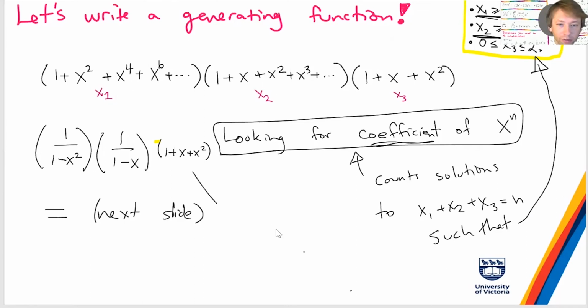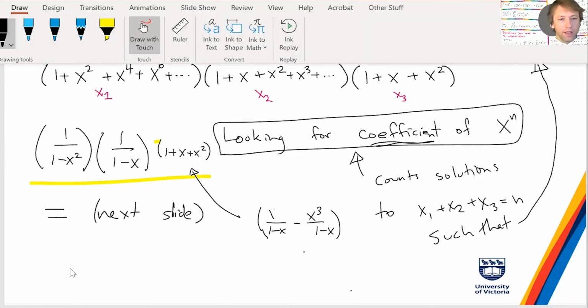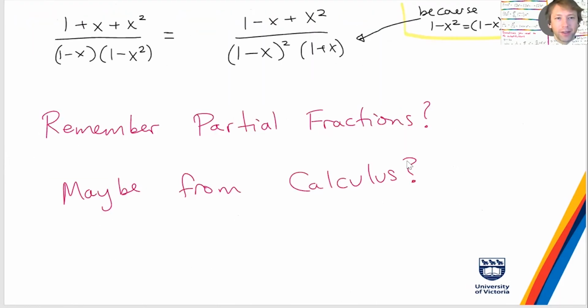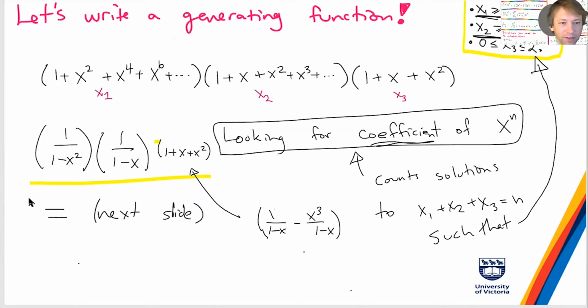Now, this one you could read as 1 over 1 minus x cubed over 1 minus x. I'm not even completely sure why I'm not doing that, but let's leave it as this for now. We might do that step later. For whatever reason, the way I wrote these notes, I decided to leave it as this at first.